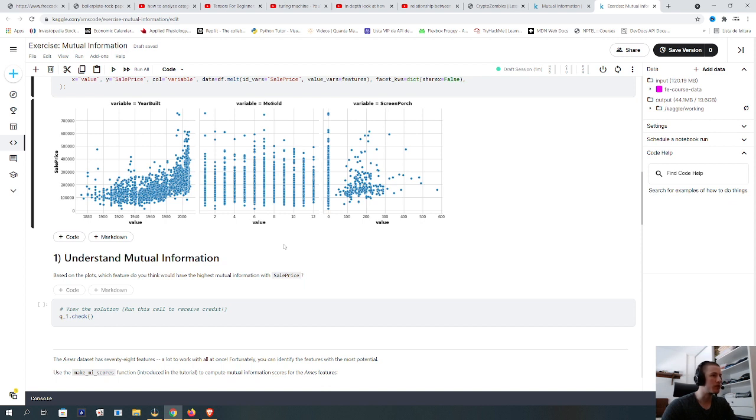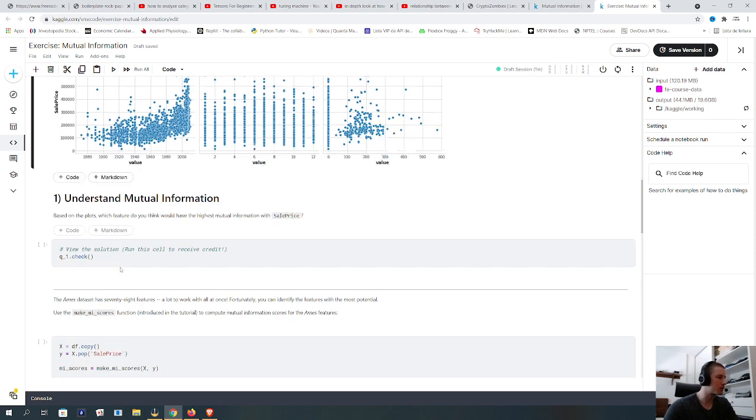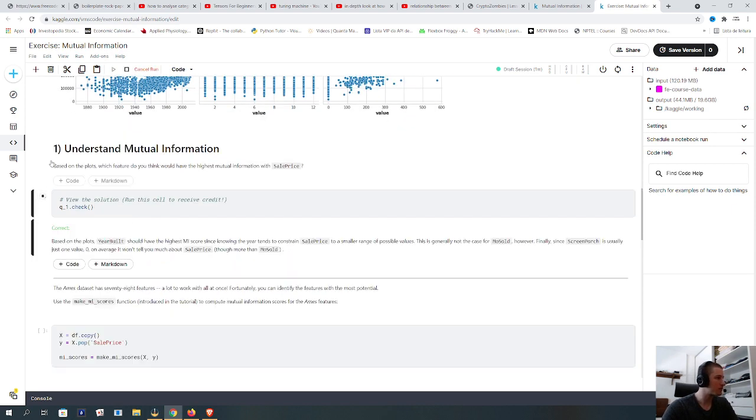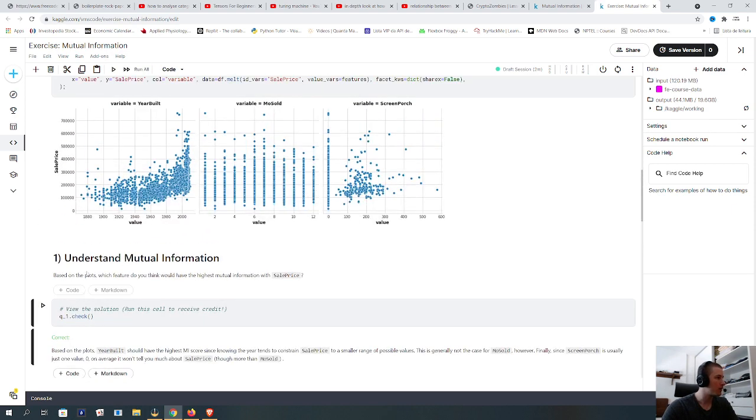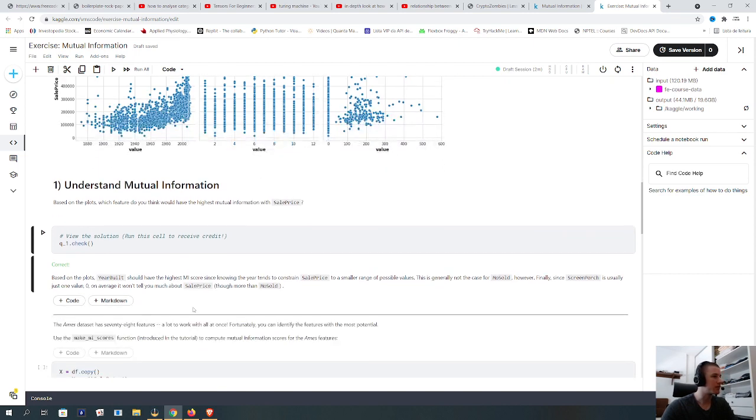High information. This looks too random, so it has to be one of these. But this seems like there's no change, so I think the first one. Yeah, year built should have the highest.